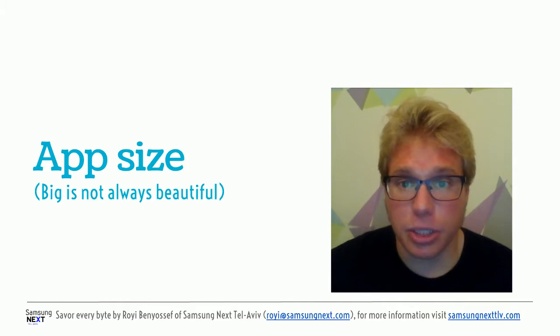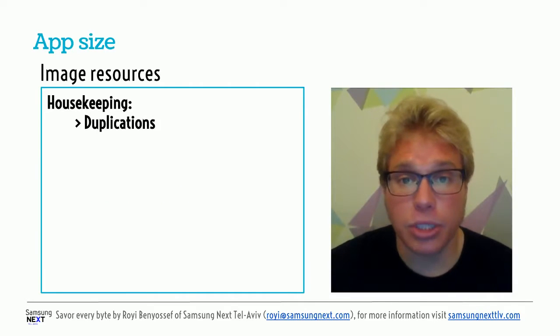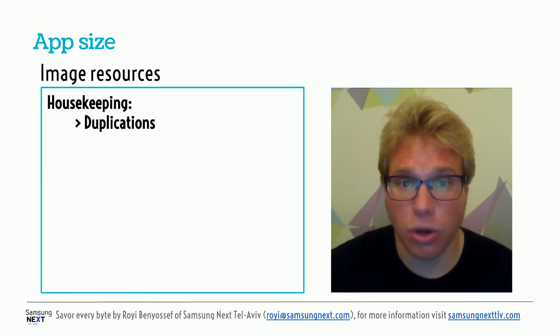The biggest contributor to app size are image resources. The first and easiest step you should take every couple of weeks is housekeeping. Use lint and similar tools to review the images that are in your project folders to find and remove images that appear more than once or images that appear but are not being used at all. If you've never done this, it should shave a few good megabytes off your application.